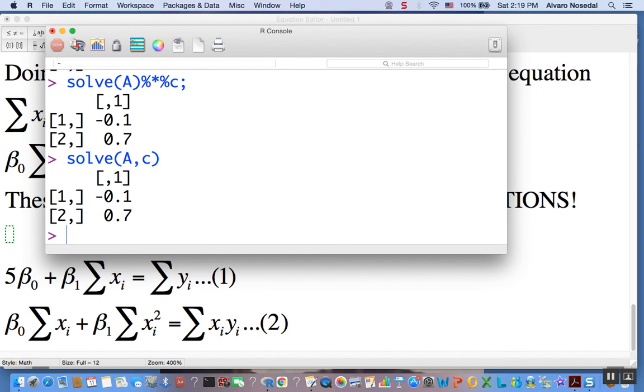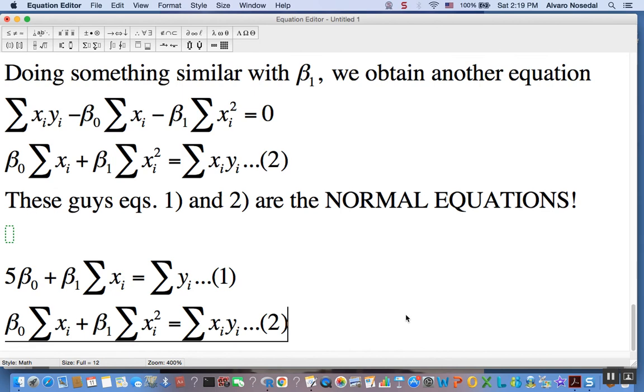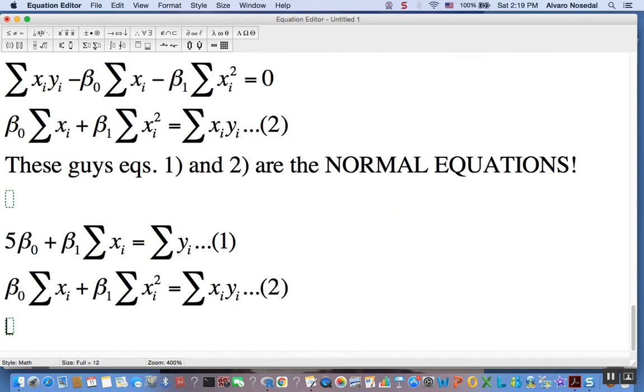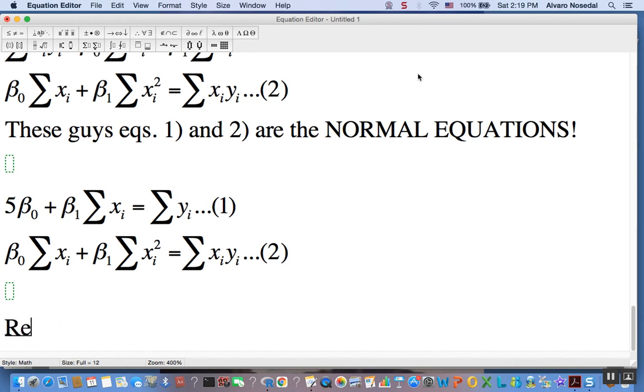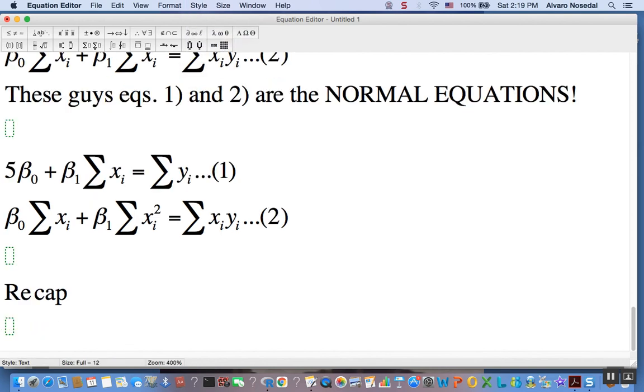So, okay, we're there. Let's just summarize, let's just recap what we did today. Okay, so we discussed a different method to find the best linear model. The method was maximum likelihood. What we did is we assumed that the errors had a normal distribution with mean zero and variance sigma squared. Okay? And that assumption led us to conclude that the maximum likelihood estimates of beta zero and beta one are the same as the least squares estimates. Cool, right?